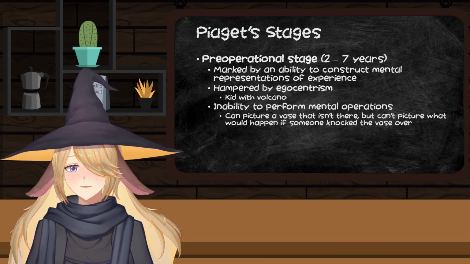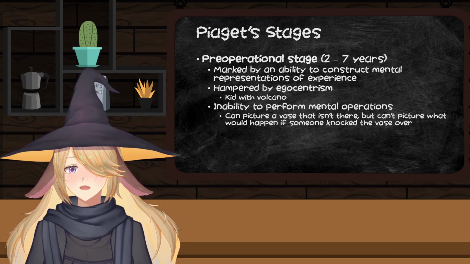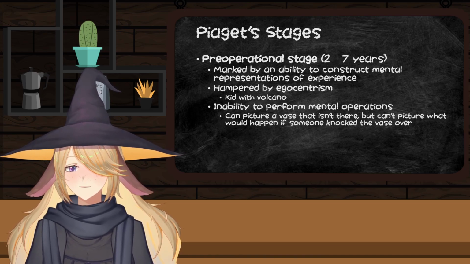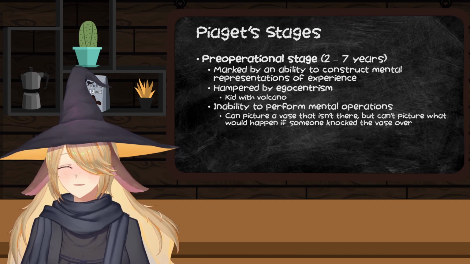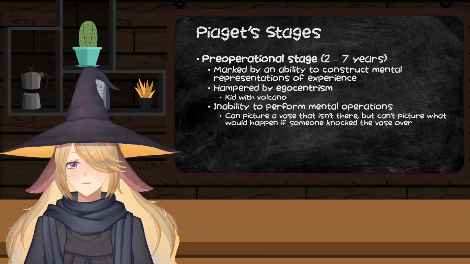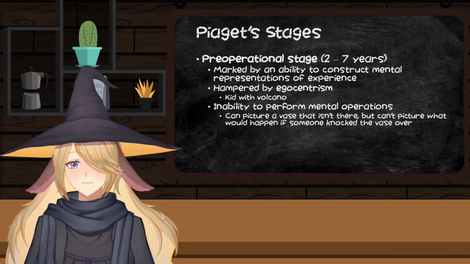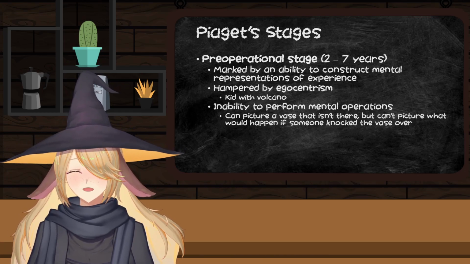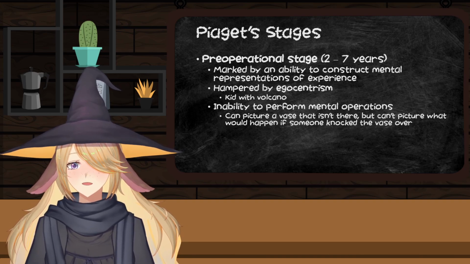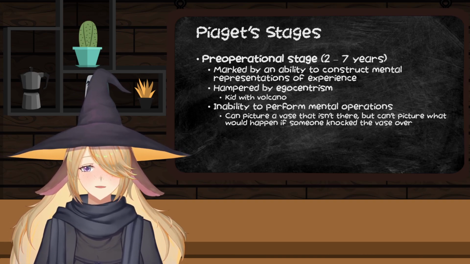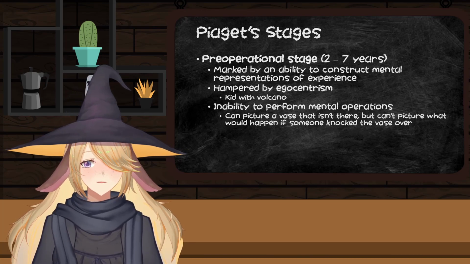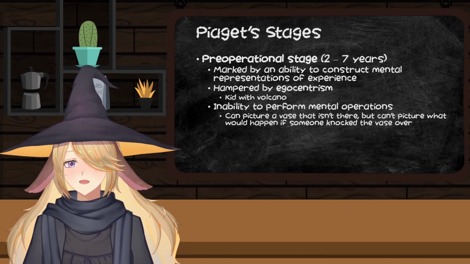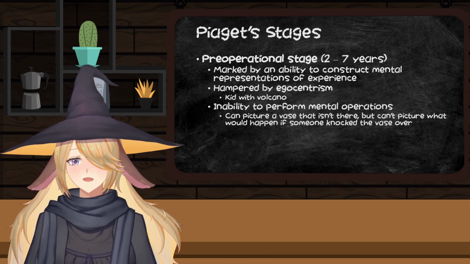So because of this, children between the ages of 2 to 7 cannot perform mental operations. They can picture a vase that isn't there, but they can't picture the idea of what would happen if it was rotated. We talked about intelligence tests, remember how there's a lot of emphasis on rotating different objects. This is why, because Piaget had a big impact on intelligence testing, which was initially designed to just gauge where a child was in these stages of development, which is why you get a bunch of rotational tasks, because Piaget thought of that as the big skill that kids should be able to develop between the ages of 2 and 7. The ability to mentally rotate objects and imagine hypotheticals with them.